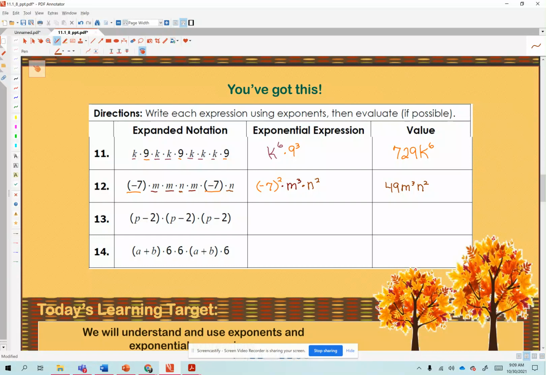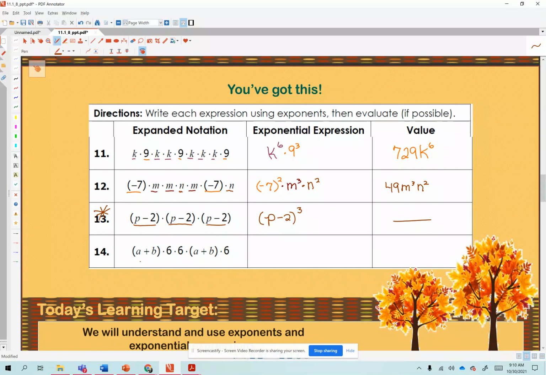And then for number 13, we have this quantity of p minus 2 times itself 3 times. When we have an expression in parentheses with a variable like that, we cannot evaluate the -2 separately. We are going to have to keep that p minus 2 in parentheses, and we just give it an exponent of 3. And again, we cannot evaluate that with that variable there. So that's a little trick to remember. I hope you took note of that.